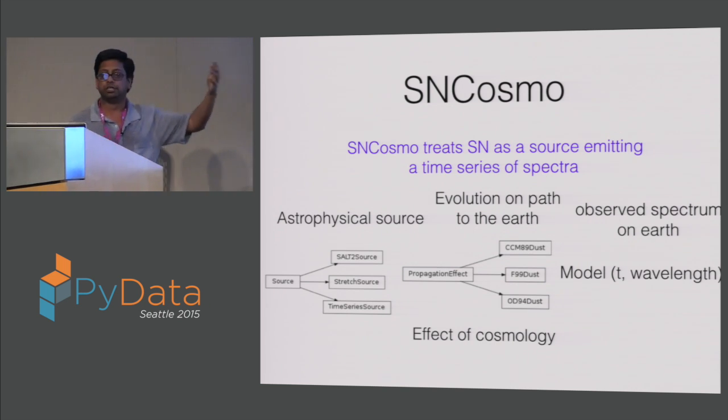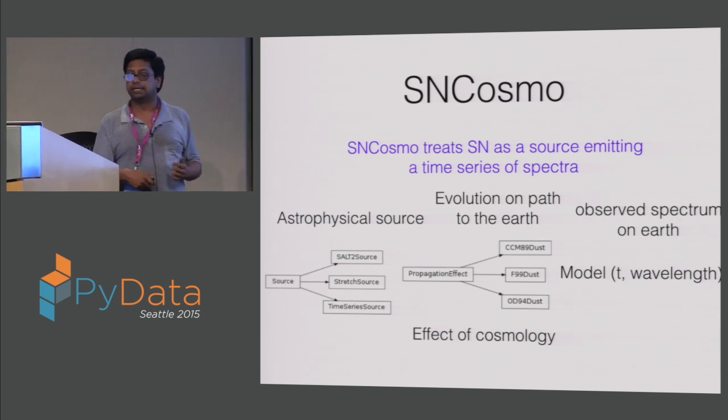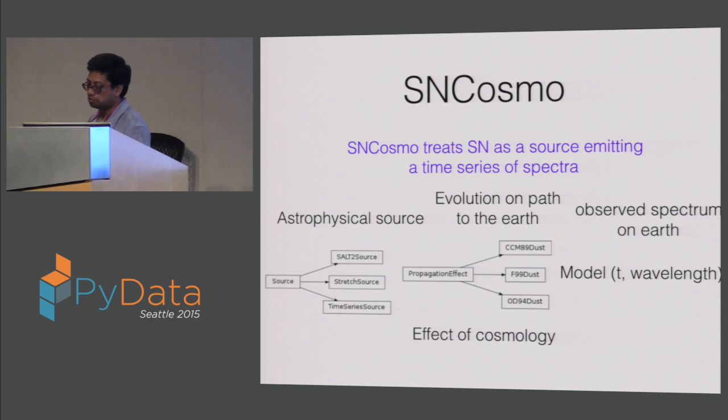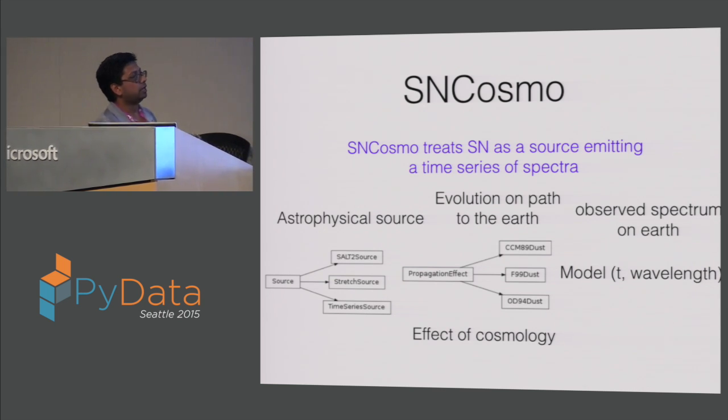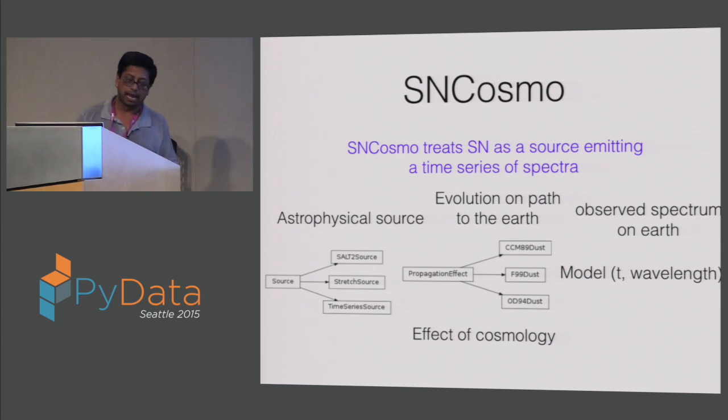So there's evolution due to the path, and that includes the effect of the cosmological model. And there are effects like dust. When you get light from distant objects, there's dust in the Milky Way that extincts it, and it can take care of that. And there's also potentially dust in the host galaxy of the supernova, and it can also do things like that.